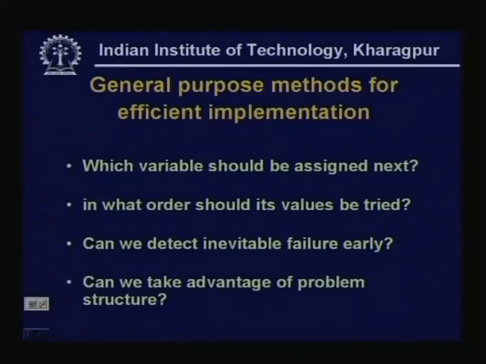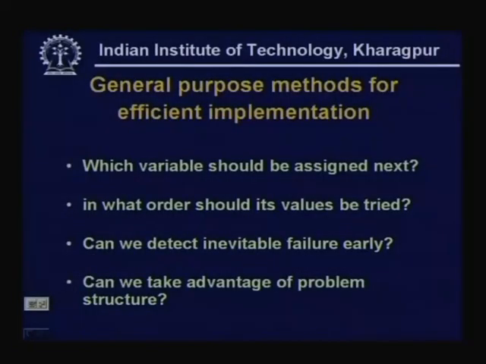So, this is a heuristic which might help: if we take a proper order of the variables, we might end up reaching the first solution much faster. And then once we pick a variable to assign values to, we will be considering in what order we should assign values to these variables. Then we will look at other questions like, can we detect inevitable failure earlier?